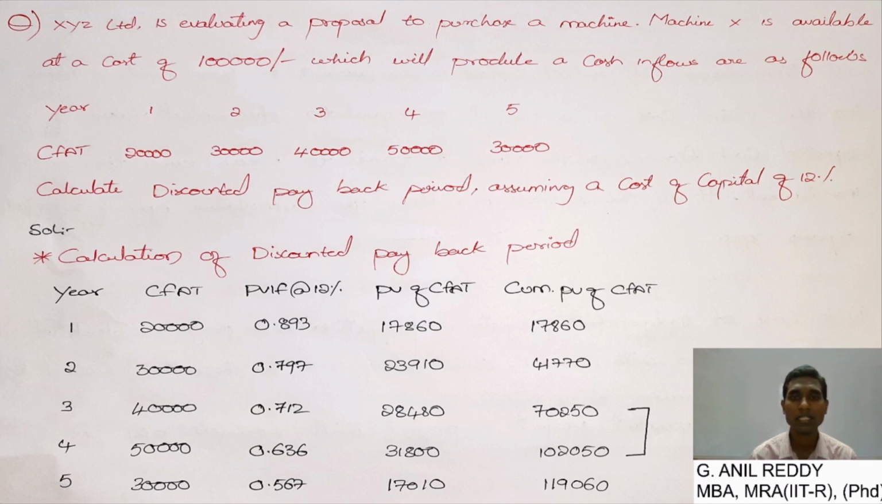Now the life of the project is 5 years. You can see the life of the project is 5 years, 1 2 3 4 5, and CFAT 20,000, 30,000, 40,000, 50,000 and 30,000. So this is the cash inflows. Calculate the discounted payback period assuming a cost of capital of 12%. So we know under normal payback period, that is traditional payback period, we were using formulas, that is case 1 or case 2 formulas. You may look into the previous lectures for how to calculate the traditional payback period.